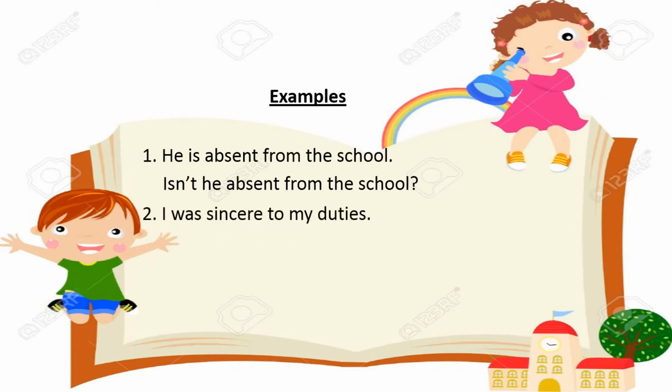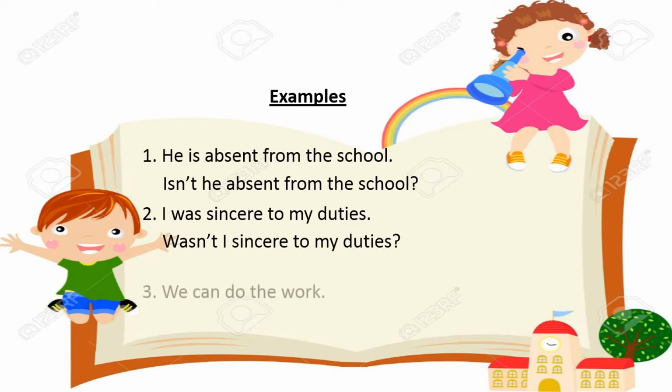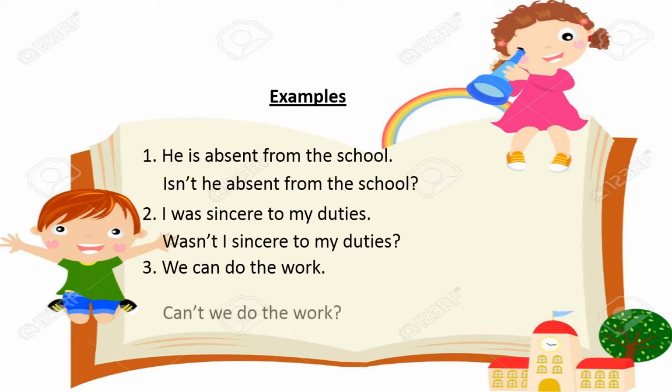Number 2, I was sincere to my duties. Similarly here was is the auxiliary verb and the sentence is affirmative, so you have to write: wasn't I sincere to my duties? Next, we can do the work. Here can is the auxiliary verb and the sentence is affirmative, so you have to write can't. It is: can't we do the work? That is all.